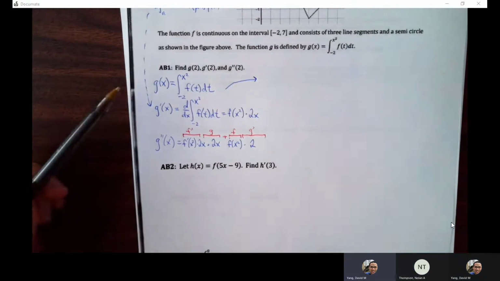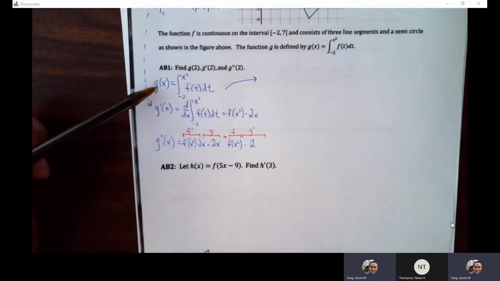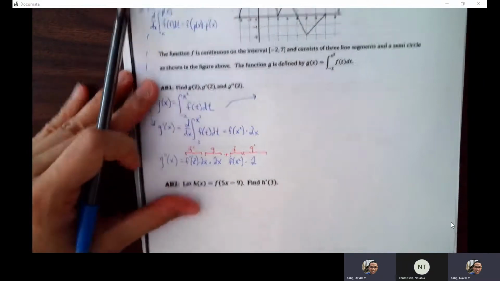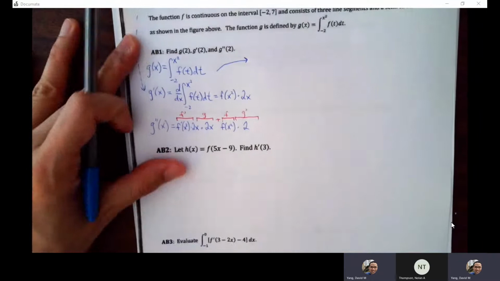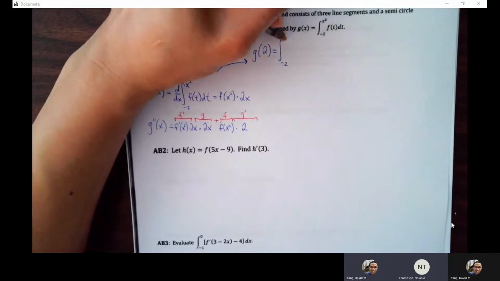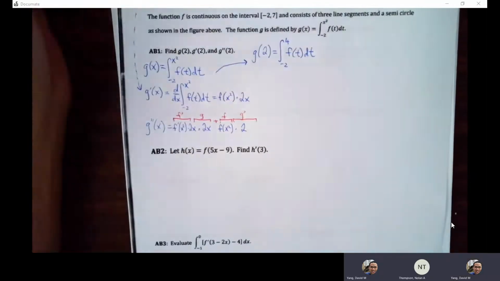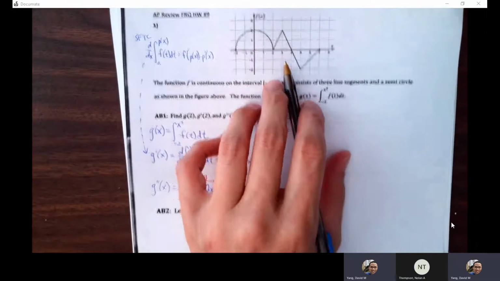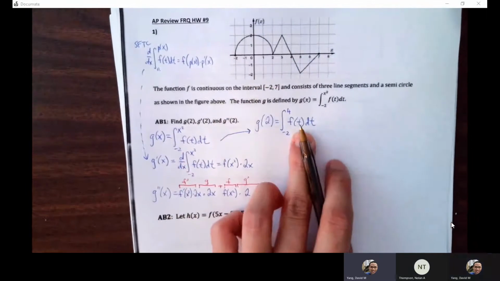All right, so let's find g of 2. So for g of 2, let's enter it in and see how this graph is going to help us out. The integral from -2 to 4. Wait, so would that be f of, it's f of t, right? Still f of t, yeah, which is okay. We can treat this like f of t. That's fine.